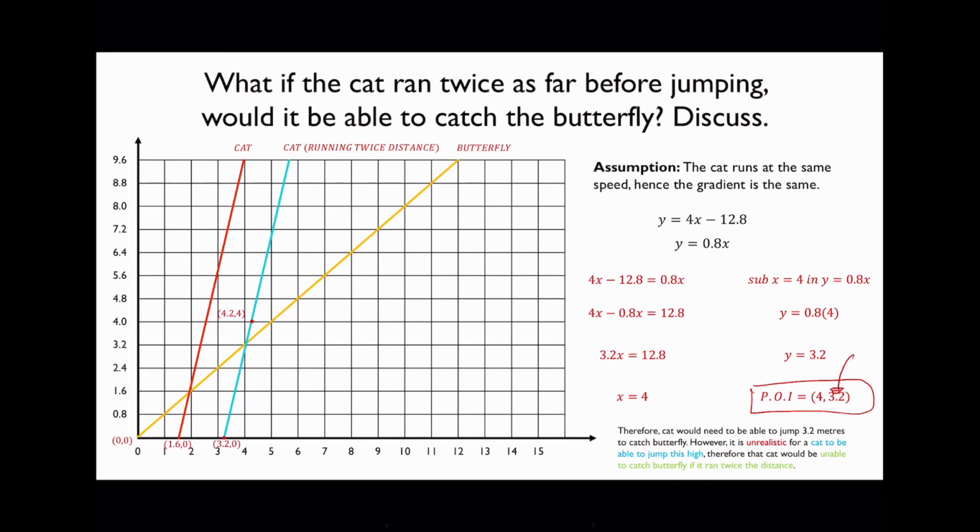You need to firstly find the equation of the new motion when it runs twice as far. You need to use simultaneous equations to find a new point of intersection. And lastly, you need to add the worded answer in order to get the full marks for this particular question. This is the end of today's video.